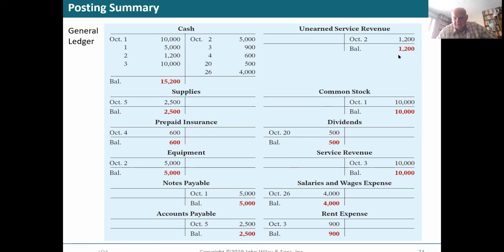Payables, unearned revenue is a liability, a payable. Look at your equity section here. The heading could say equity. Common stock, credit balance. Dividends, reduce retained earnings with a debit. Service revenue, credit, minus the expenses. Your revenue, which is 10,000 minus 4,900, means you made a profit of $5,100.